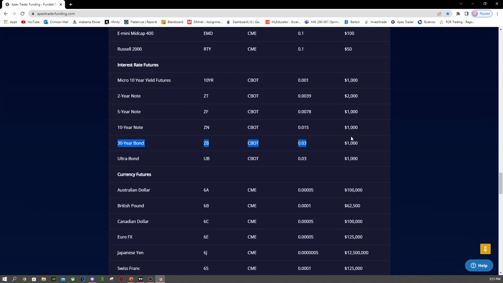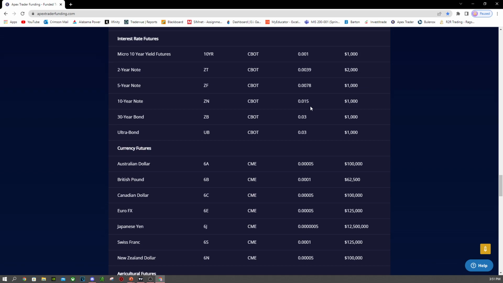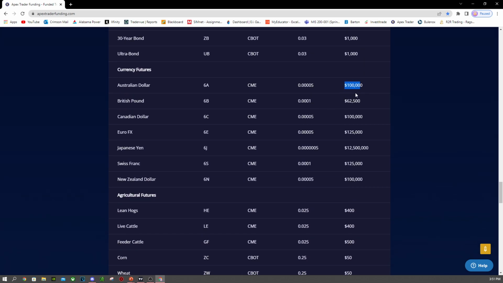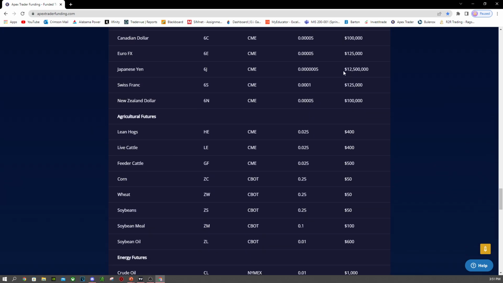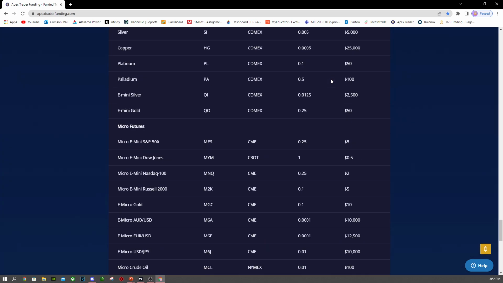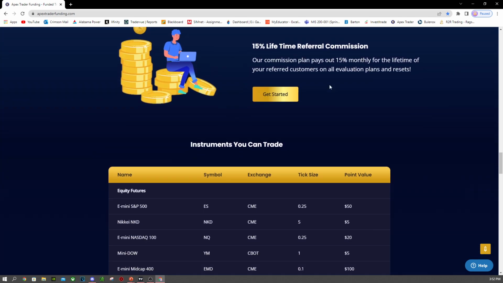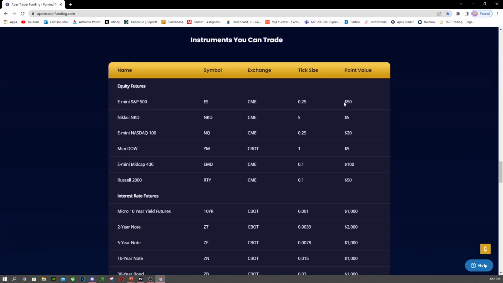Interest rate futures move at very high values, but you can see it takes a lot for them to actually get to 1 point. Same with the Australian dollar, which moves $100,000 per point, but I don't even know what that's at, 0.00005 of a point, so it's going to take a lot. Japanese yen, 12.5 million per point, but that's not going to hit 1 point. So that's basically the main things you need to know with the points, but really just remember that ES trades $50 per point and NQ moves $20 per point. Those are the main two you're going to trade.